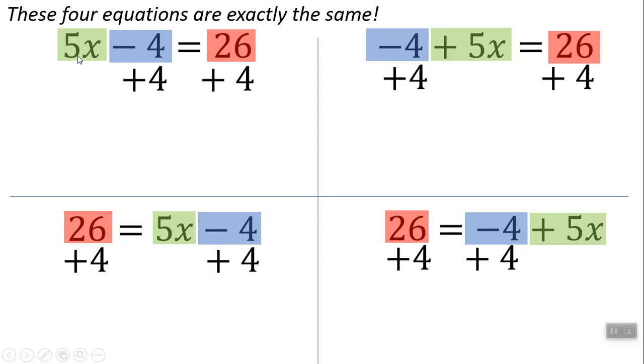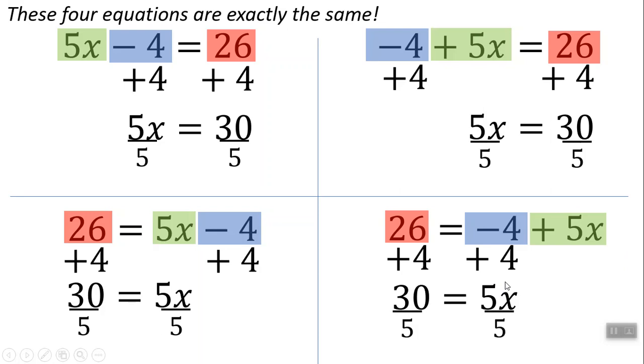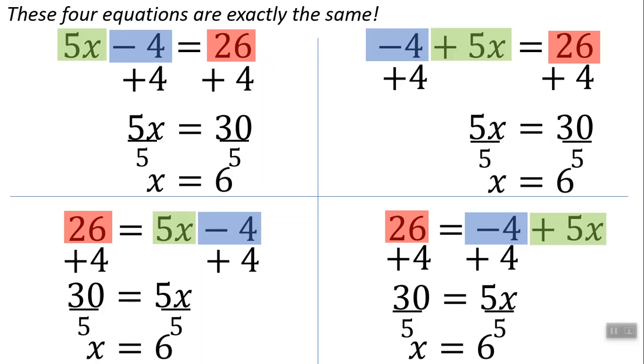From here, you have 5x left over on the left side, and 26 and 4 make 30. So our next line for every single one of these is going to have 5x and 30. Down on the bottom, it's 30 and 5x, but that's okay. So for all of these now, to get x by itself, we would divide everything by 5. So you end up getting x equaling 6.